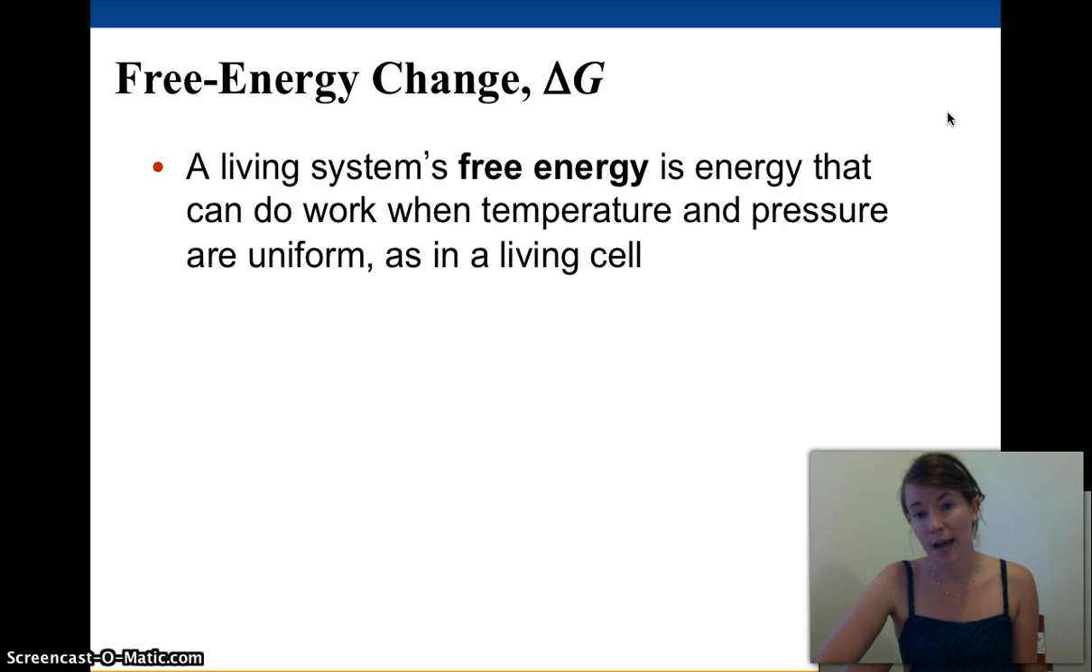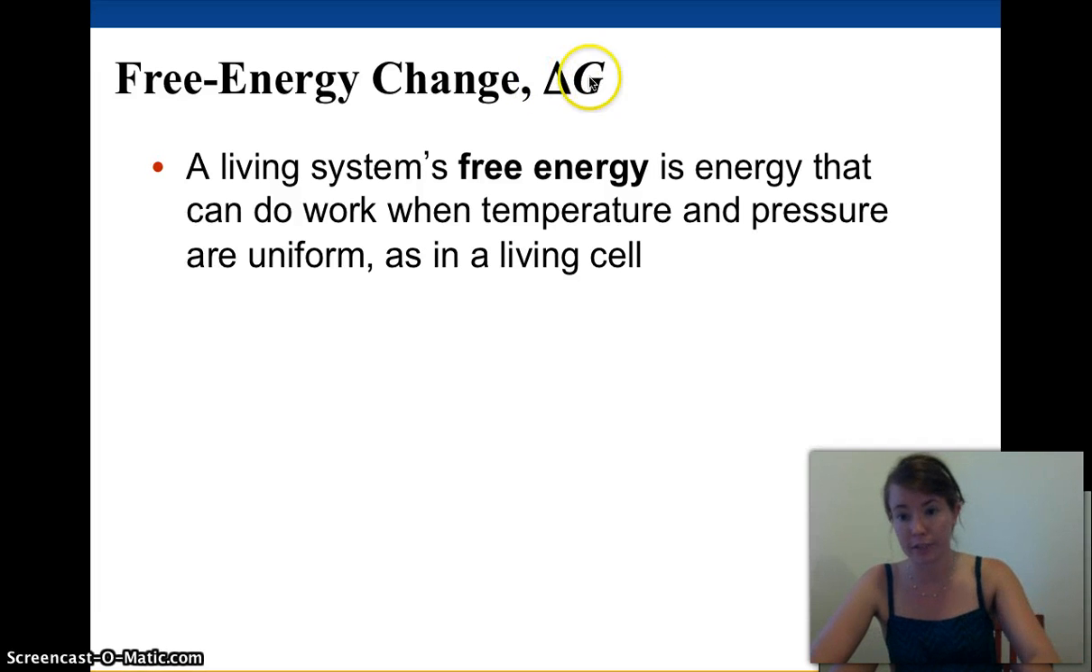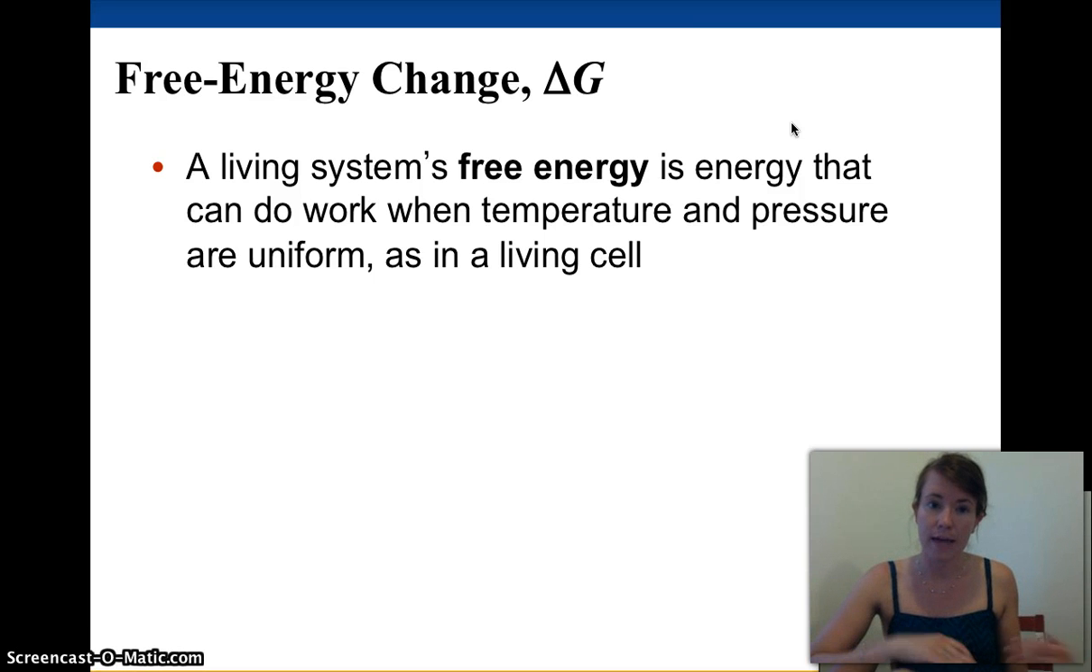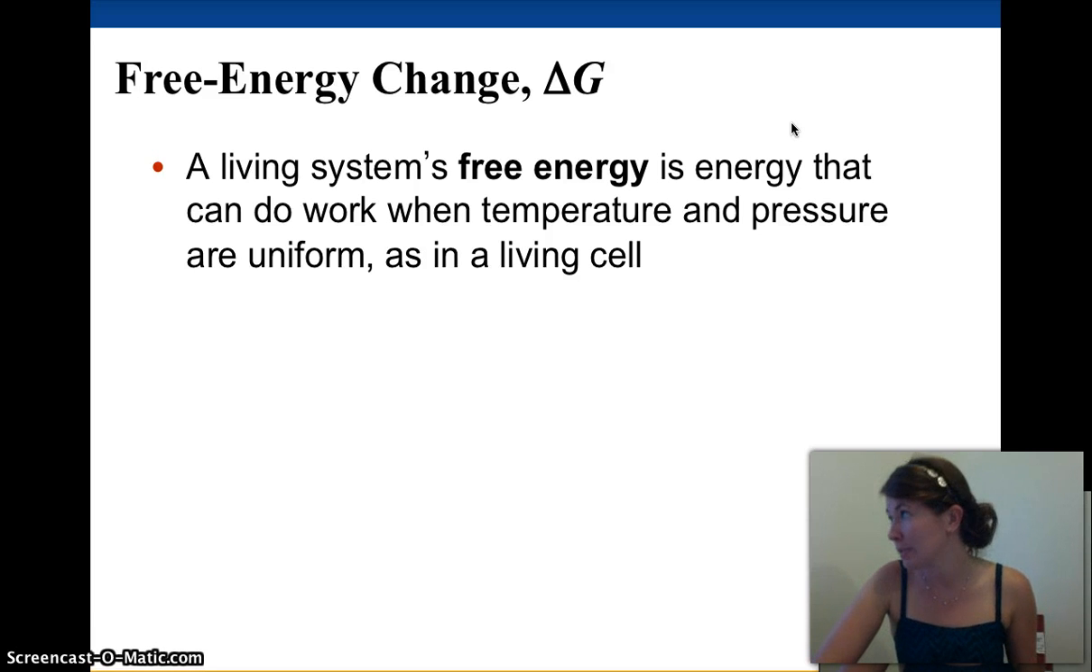If you ever see the letter capital G, it means free energy. And if you ever see that delta next to it, this triangle right here, it means change. So delta G means change in free energy. And the term free energy means energy that is available to do work when temperature and pressure conditions are uniform. For all intents and purposes that we'll be talking about, it's energy that's free to do work.